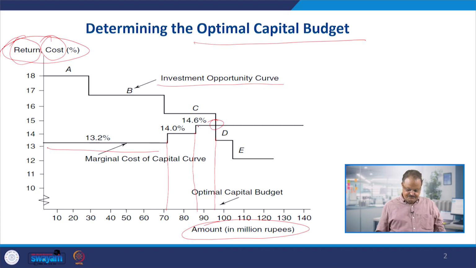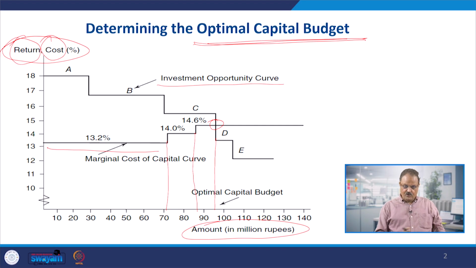A point will come where both the curves will intersect with each other, and this point is the point of the optimal capital budget, that here at 95 million Indian rupees, if you want to make investment. In that case, your cost of equity capital as well as the borrowed capital is going to coincide with the rate of return.